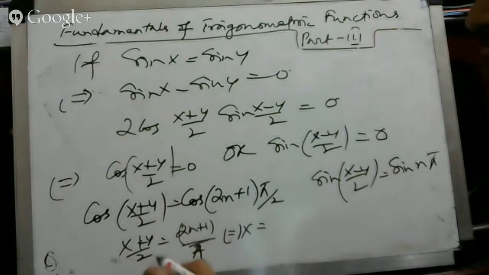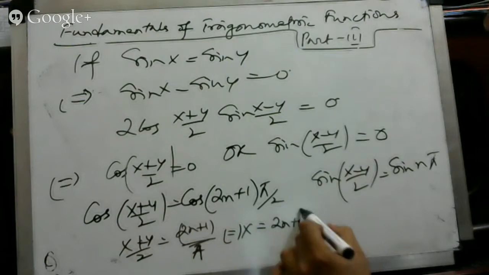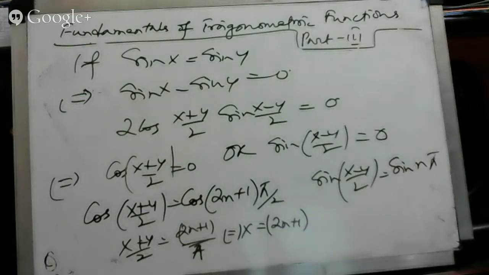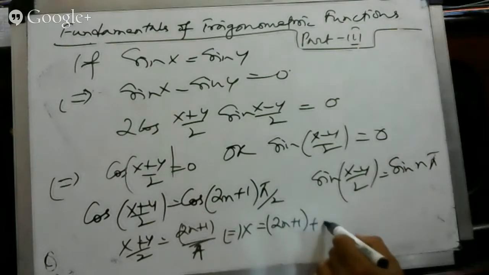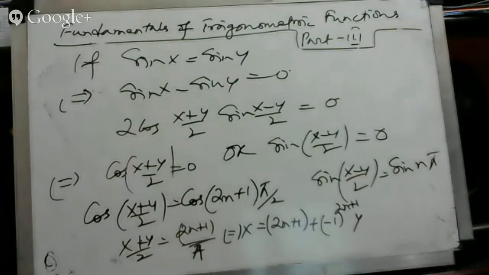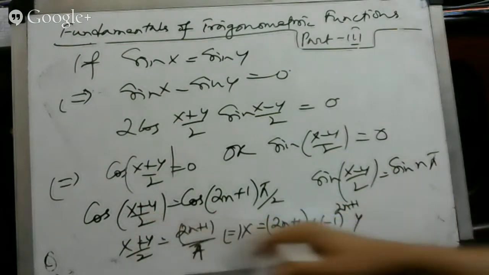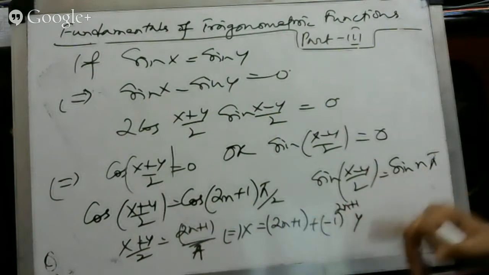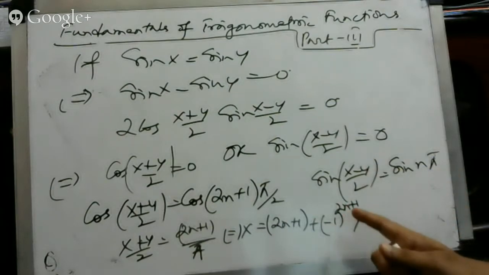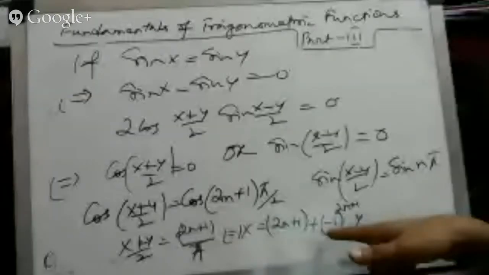So this gives x is equal to (2n plus 1) pi plus or minus 1 to the power of (2n plus 1) into y. Why do we put the minus 1 to the power of 2n plus 1? Because for every odd multiple it will be, when n is equal to 0 it becomes minus 1, n is equal to 1, it will remain minus 1, because y has come to the right hand side, so minus y.